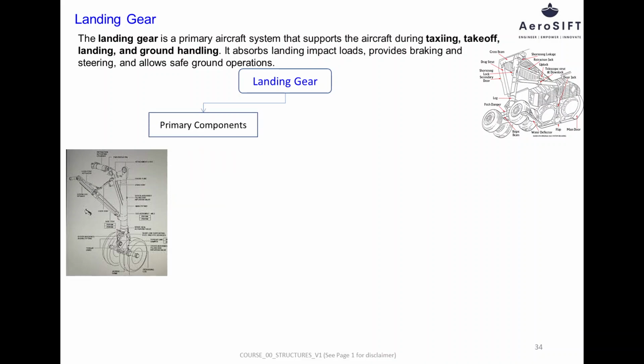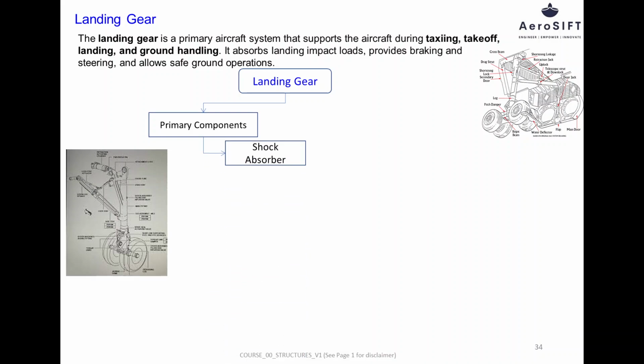Primary components of landing gears. Primary components of the landing gear are the main load-carrying members that support the aircraft weight and absorb impact loads during landing, takeoff, taxiing, and braking. These components are critical to structural safety, and their failure can lead to collapse of the aircraft on the ground. They are designed to withstand very high vertical, longitudinal, and lateral loads, and are subject to strict strength and fatigue requirements.